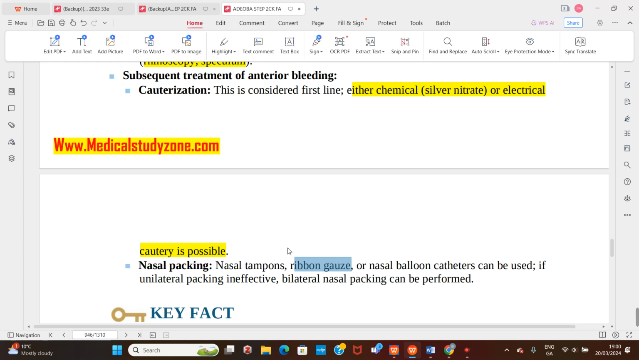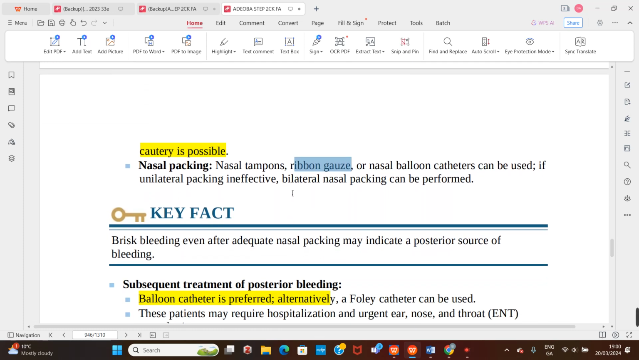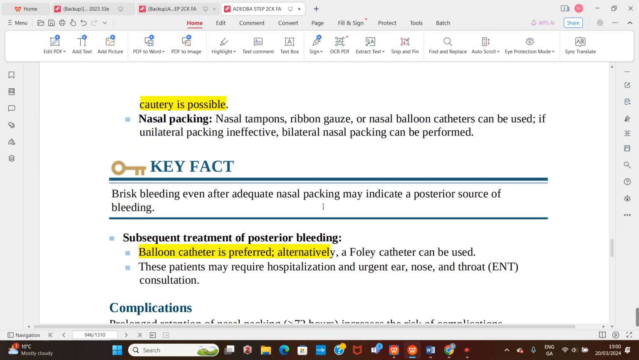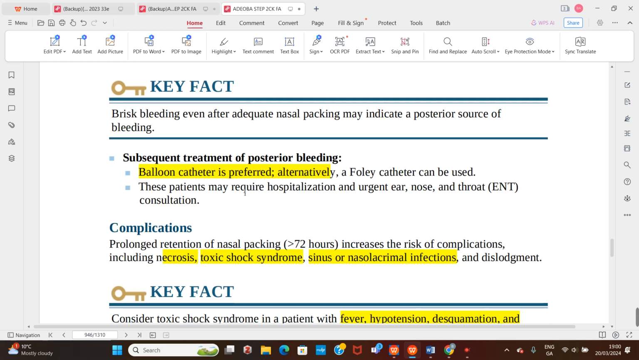So you do your bilateral nasal packing, and if this does not work, you know that your bleeding is likely going to be posterior. So you have to send a consult to ENT to come and rescue them. For posterior bleeding, you can try a balloon catheter, tamponading. Then the patient will have to be hospitalized and sent for ENT consult.